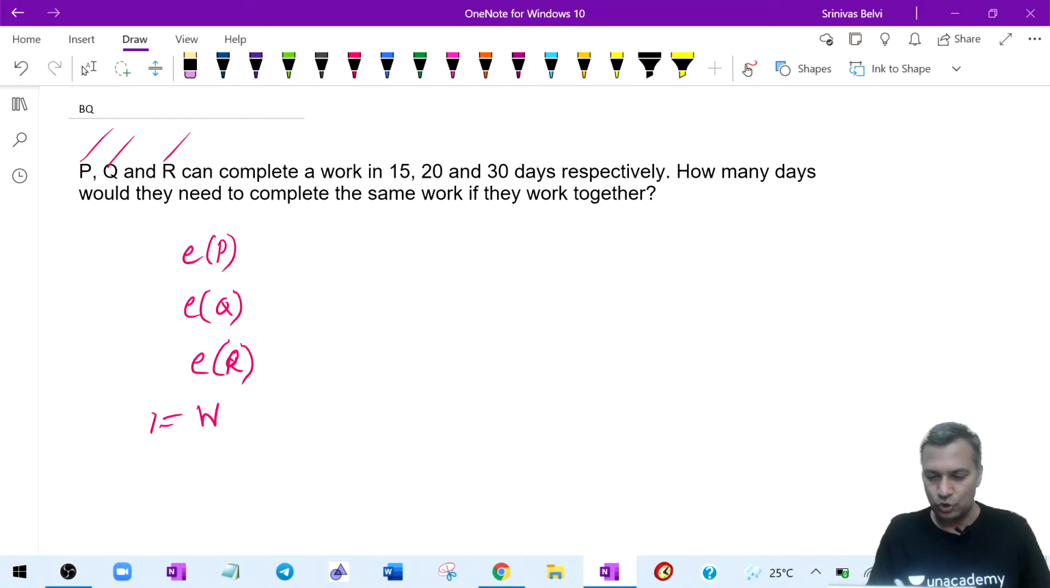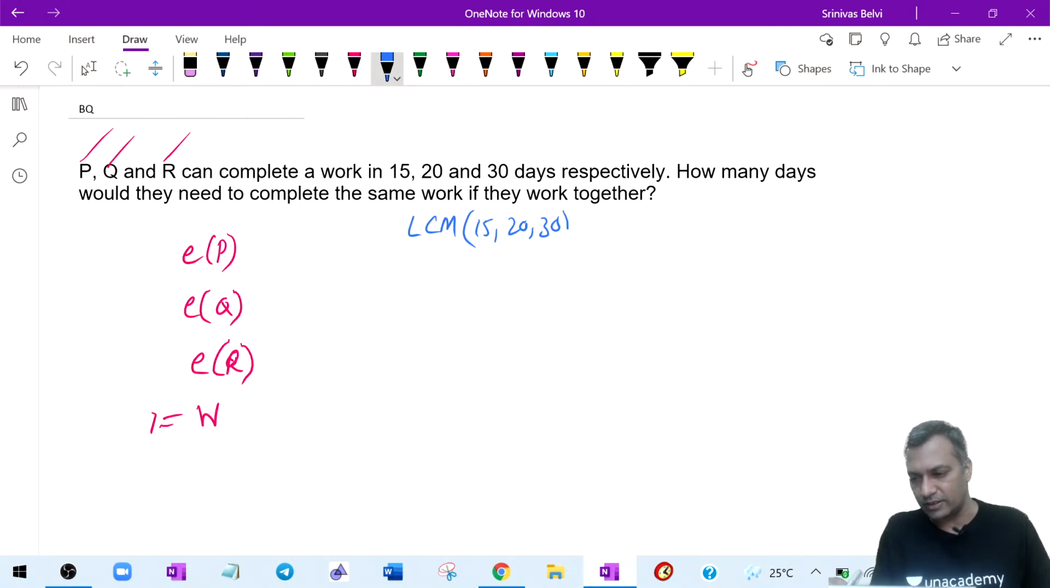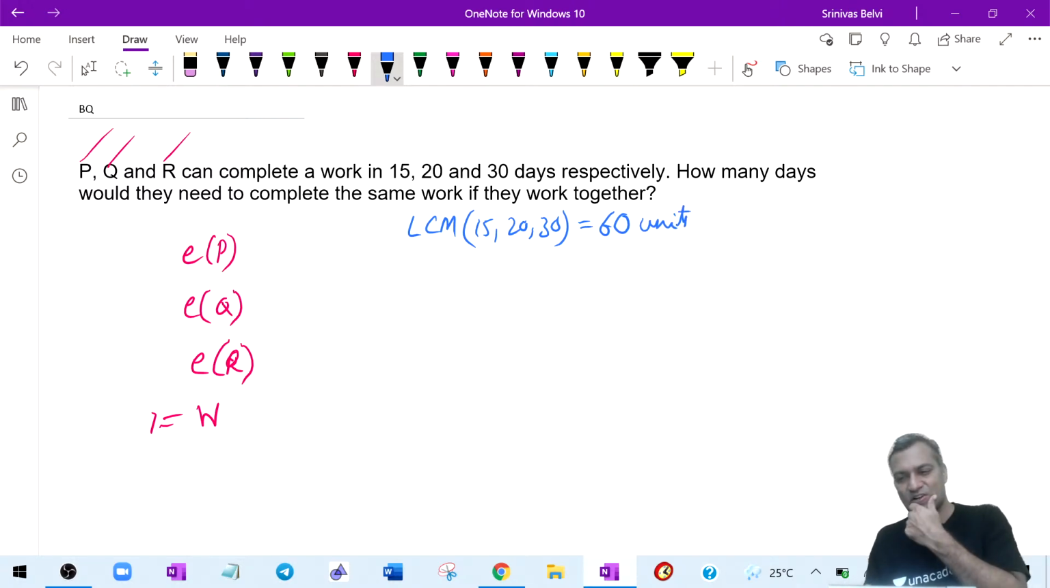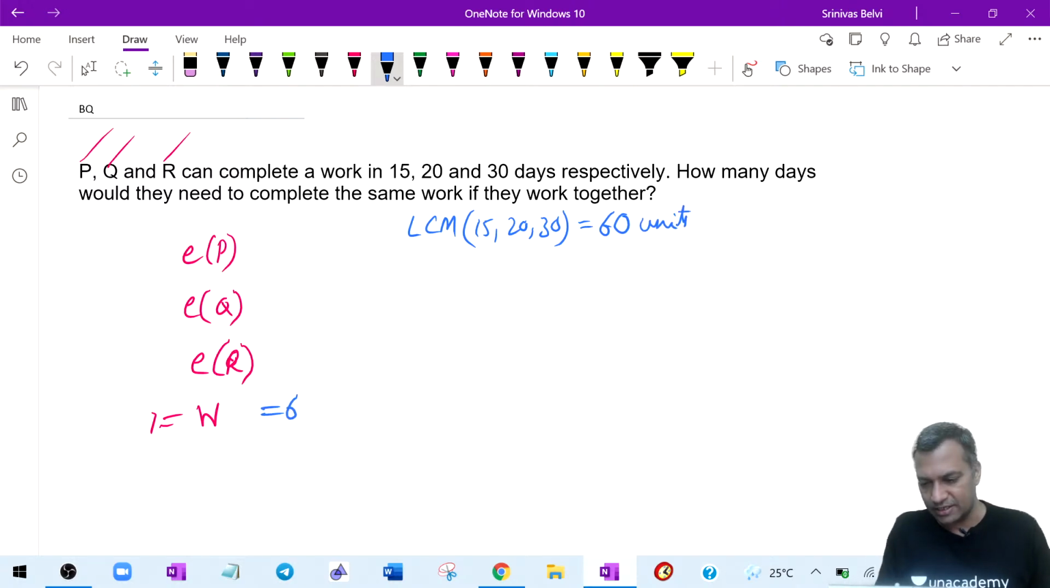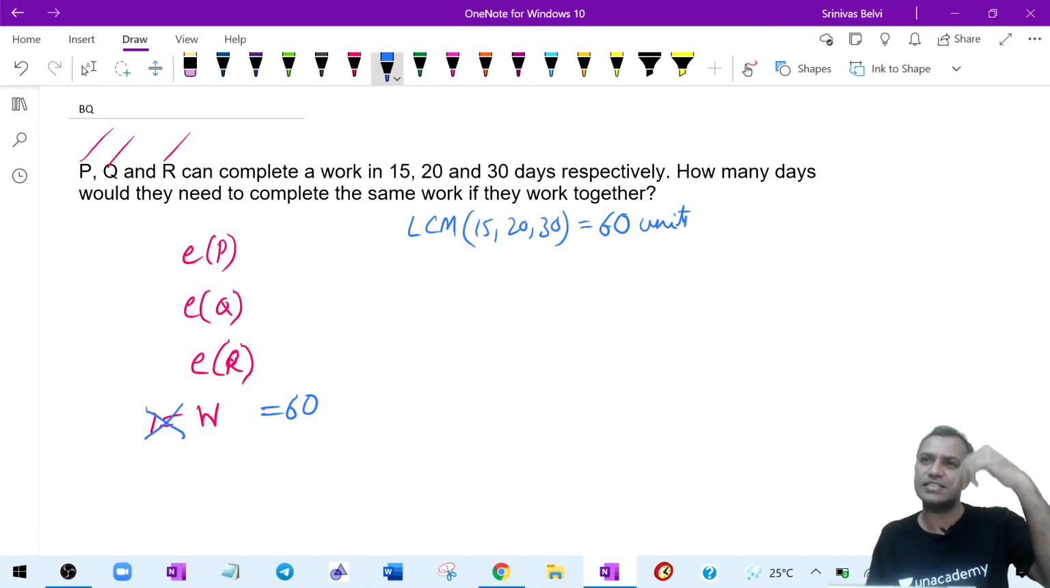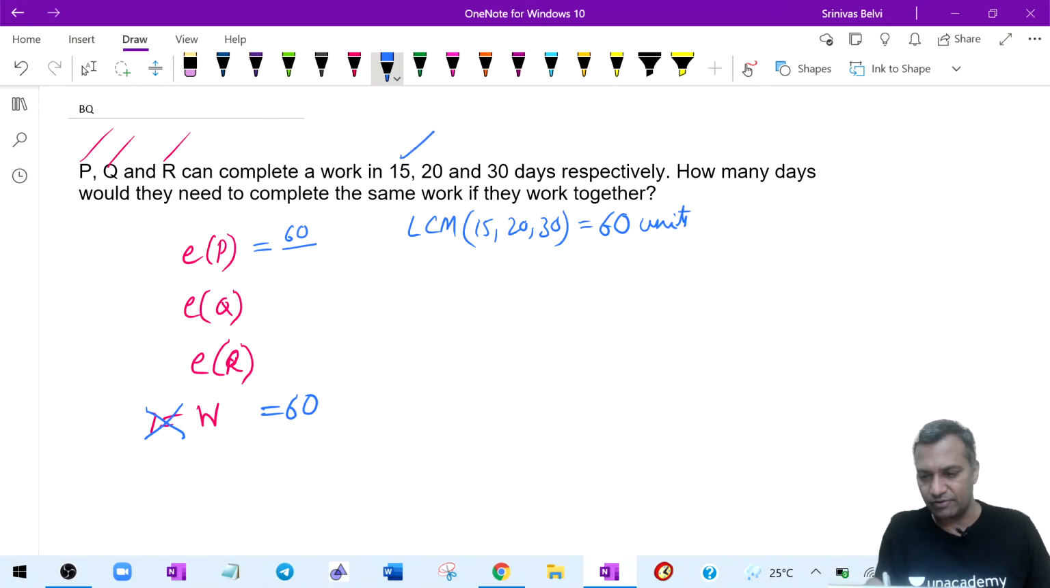If you don't want to call the work as 1, and you want to follow the efficiency method, take the LCM of 15, 20, 30. Call the work 60 units. Let 60 units be the work. Rather than taking it as 1, I started by saying that 60 units is the work. What is the efficiency of P? Work divided by days, 15. Therefore 4 units per day.